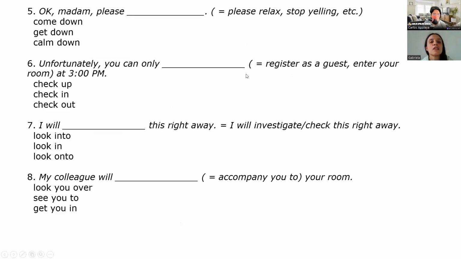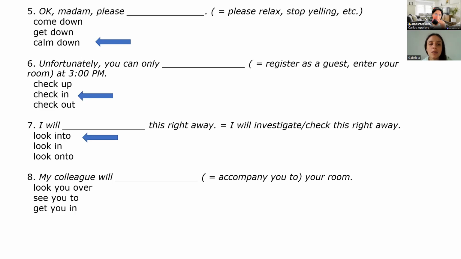What about number 5? Please relax. Stop kidding. Calm down. Calm down. Number 6. Unfortunately, you can only register as a guest and leave your room. You can only check in. Check in. I will investigate, check this right away. I will look into this right away. Look into this right away.